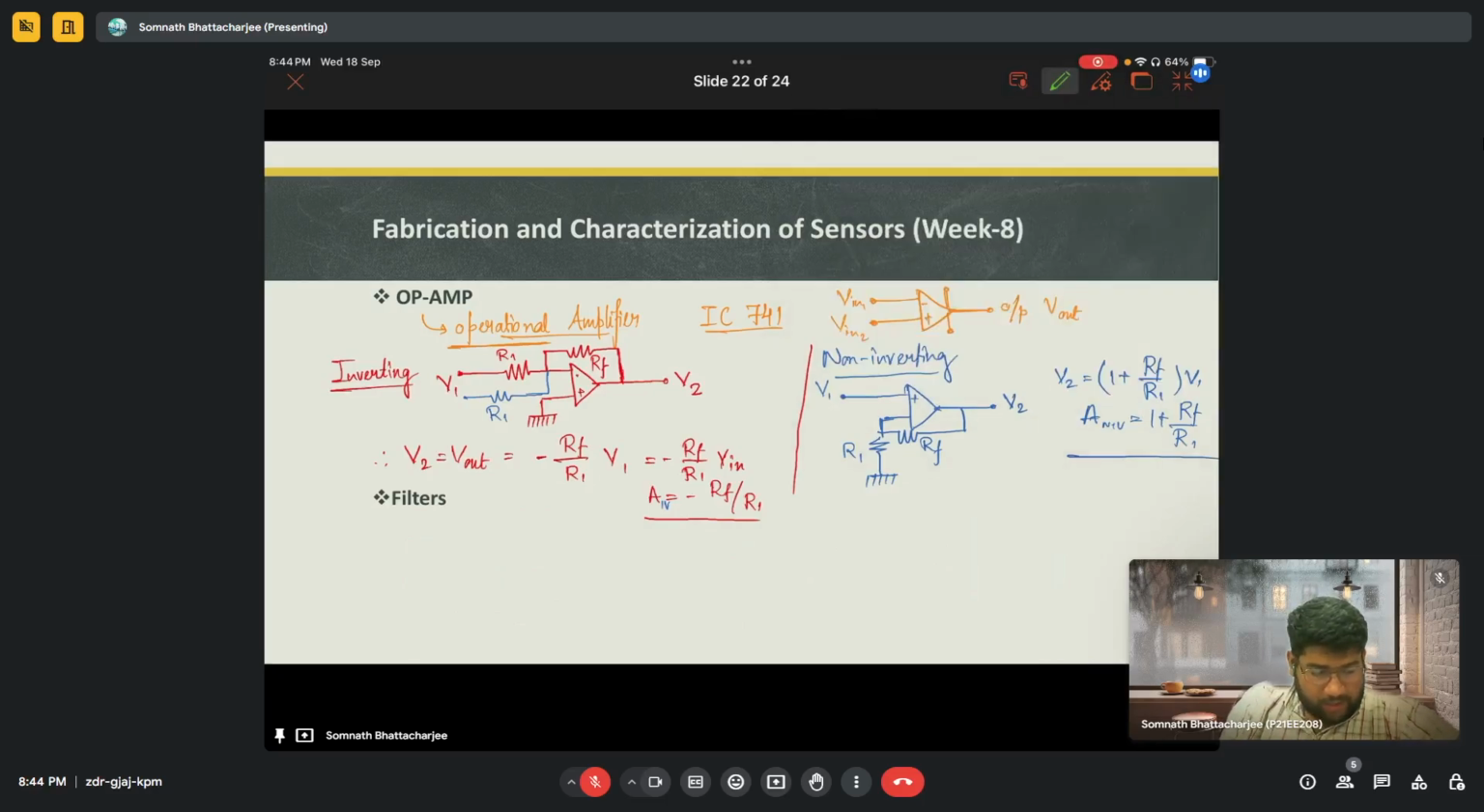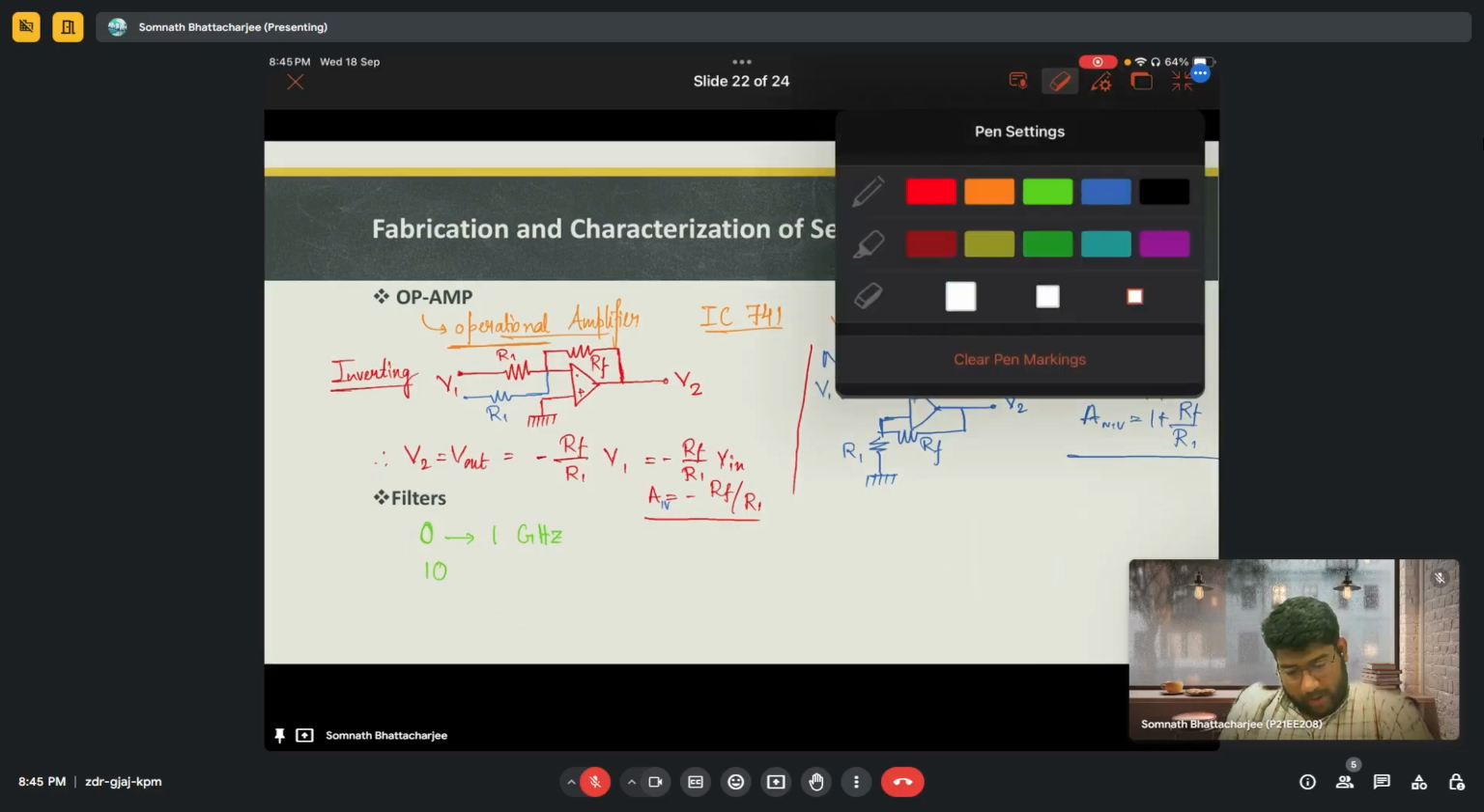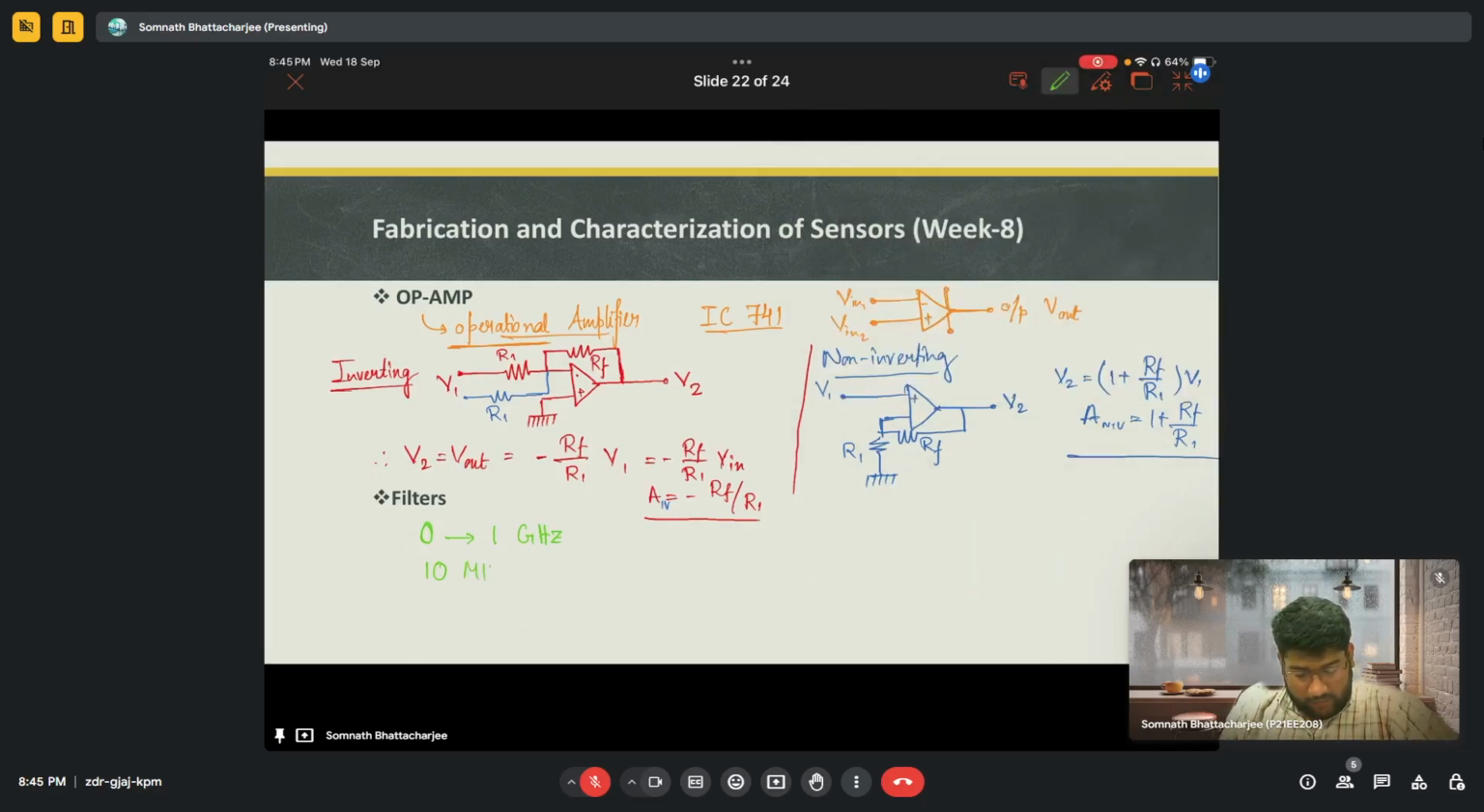Now, apart from these things, we have the filters remaining. Okay, so what are the different kinds of filters? If you know where your noise is situated, let's say you have a signal from 0 to 1 gigahertz, and you know exactly that your noises are within a few megahertz, so what you need is a high pass filter.